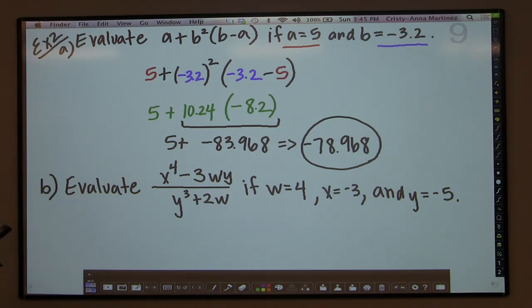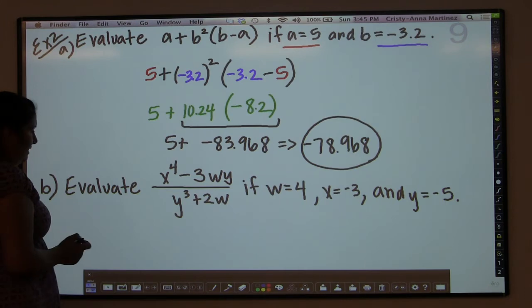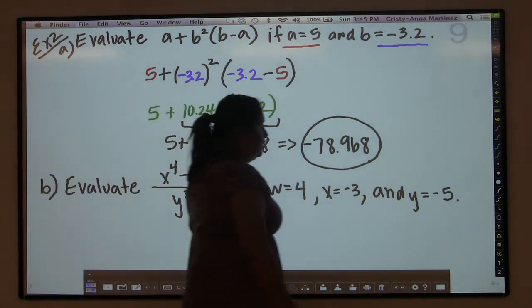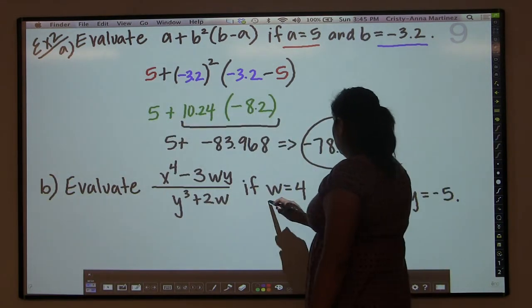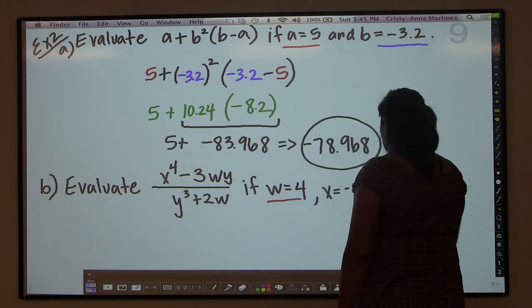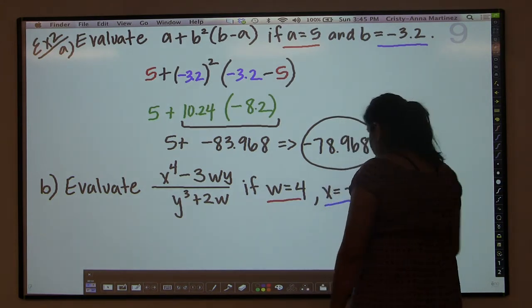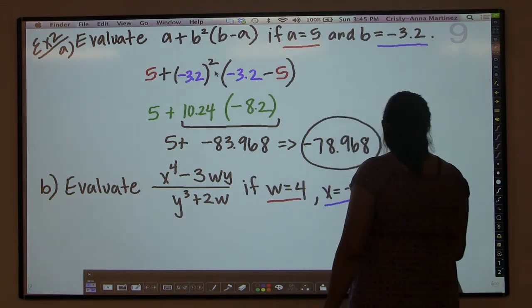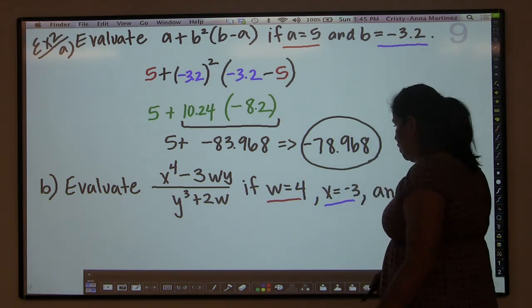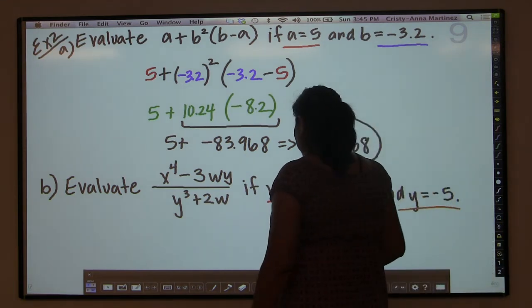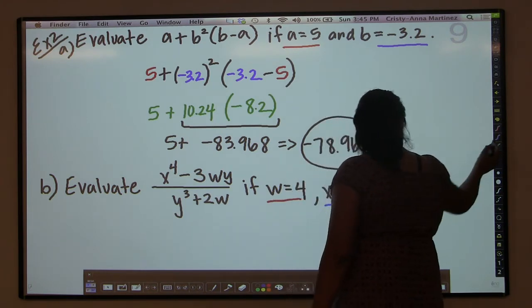All right, so that's how you do part A, and then we're going to do something very similar with part B. So in this case, let's do W equals 4, X equals negative 3, and in orange, Y equals negative 5. So you know the drill. We're going to come over here, instead of X, we're going to put negative 3.